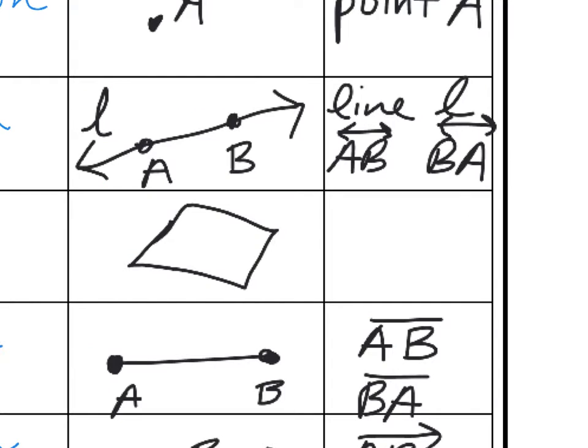I'm going to label this plane M and put 3 points on it. A, B, C. So there's 2 names for it. You can either call it plane M, or you could call it plane, and then you can use 3 points. Plane A, B, C.